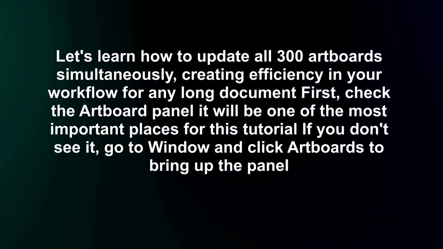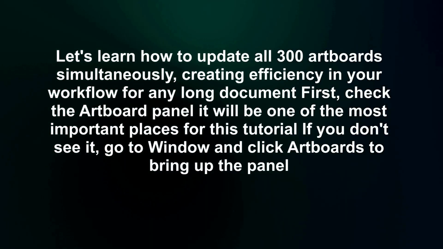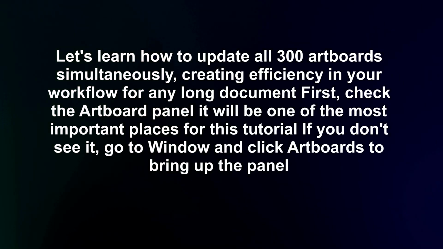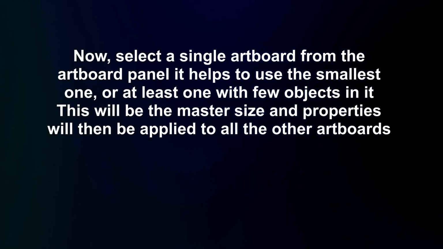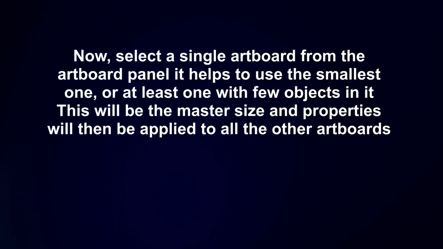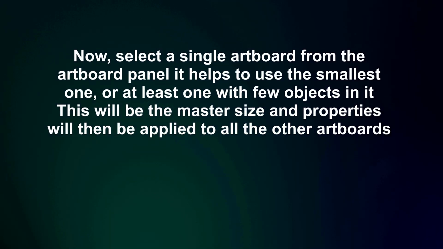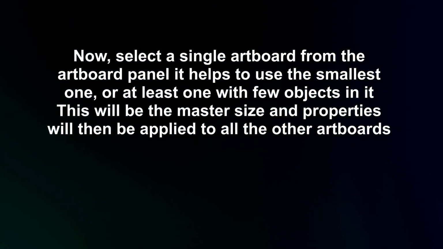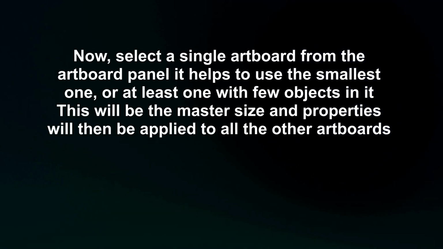First, check the artboard panel. It will be one of the most important places for this tutorial. If you don't see it, go to Window and click Artboards to bring up the panel. Now, select a single artboard from the artboard panel. It helps to use the smallest one, or at least one with few objects in it. This will be the master size, and properties will then be applied to all the other artboards.